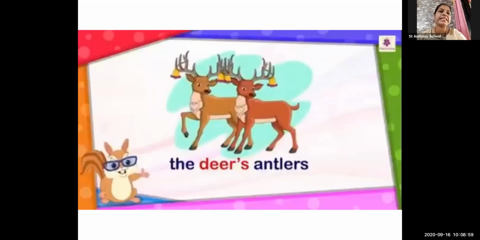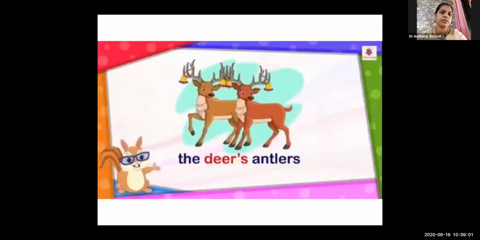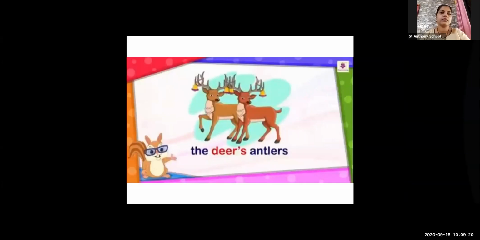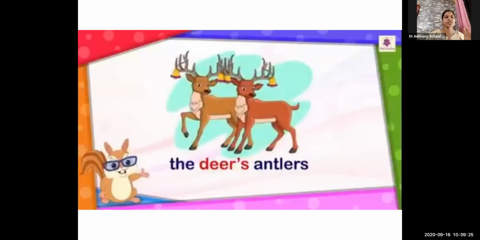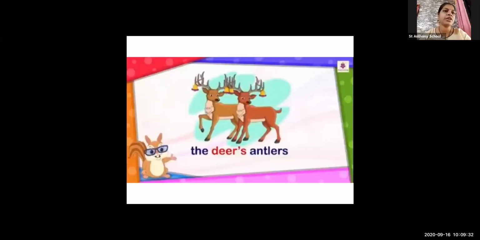What are antlers? Antlers means this part is called antlers. So when we talk about the deer's antlers, they don't have one, they have two, two pairs of antlers. That's why it's plural. So this is the difference between singular possession and plural possession. I hope all of you have understood this.